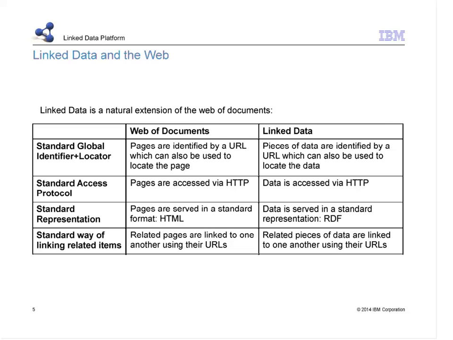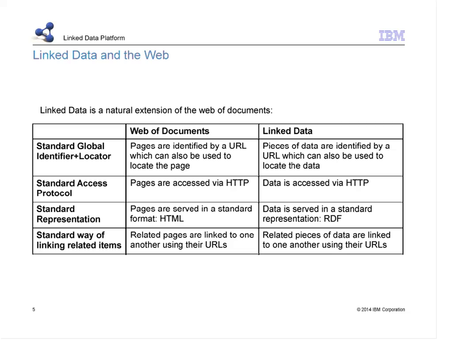There's a standard representation. In the case of documents, we use HTML so that the browser can interpret the document that is being sent and display it accordingly. And finally, we use those URLs that are being used to identify the pages and to locate them to link between pages. These are the tenets of the web. And when you look at the 4 principles that Tim Berners-Lee laid out, not surprisingly, it follows very much this model.